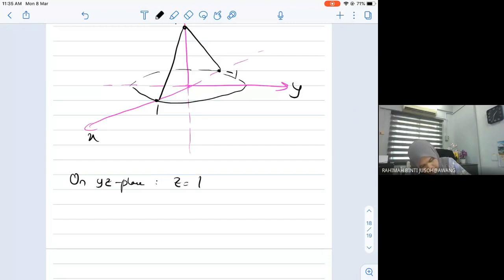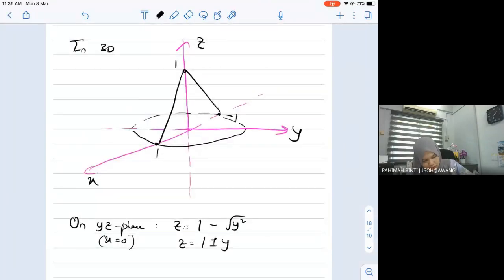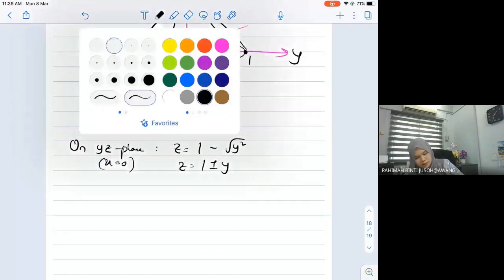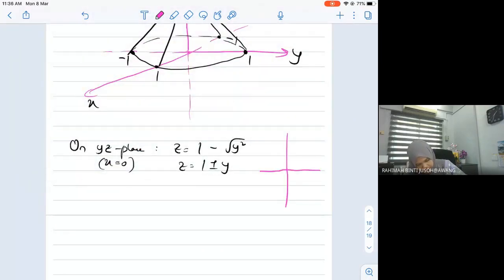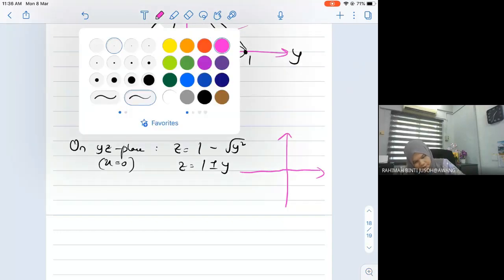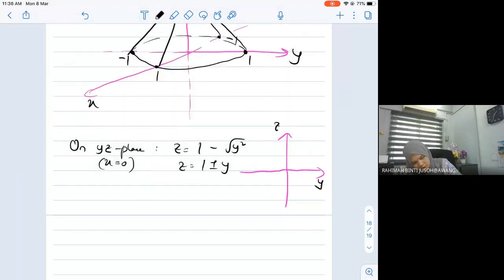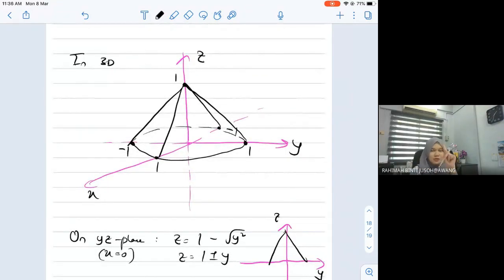Z equals to 1 minus square root of Y squared. Macam ni kan sebab X equals to 0 kan. So you akan dapat Z equals to 1 plus minus Y. Sama lah. So 1 plus minus Y, dekat Y ni negatif 1, Y ni positif 1. So you akan dapat garisan macam ni. Sama juga. So kalau into D, ZY plane pun sama. Ini Y, ini Z. So you akan dapat macam ni juga nanti. So dapatlah cone. Satu side je cone.